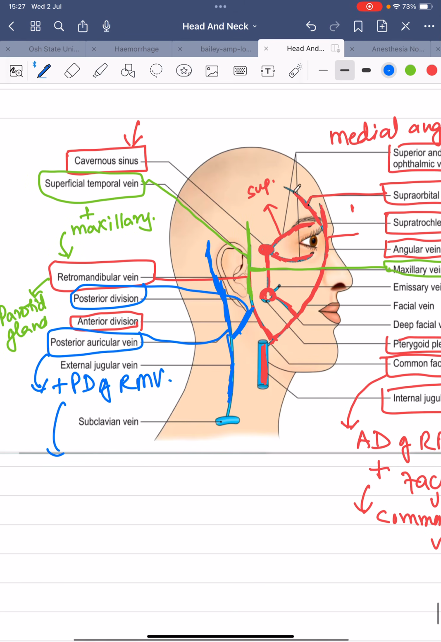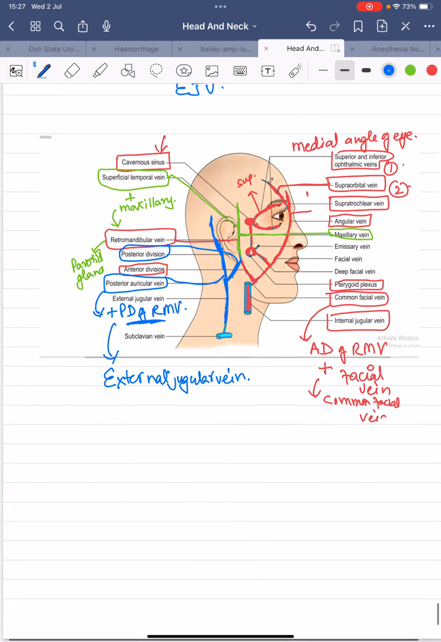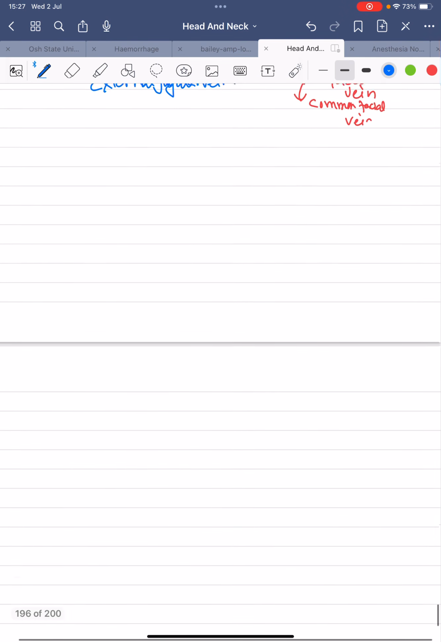It is going to form your what? External jugular vein. So if anyone asks you how the external jugular vein is formed, it is formed by the union of the posterior division of the retromandibular vein and the posterior auricular vein. Okay. Now we will try to draw this diagram ourselves. So how are we going to draw?